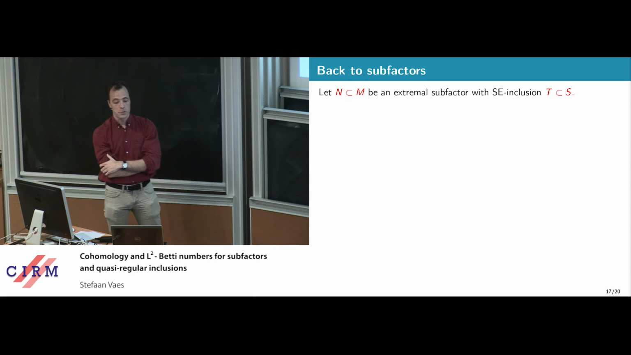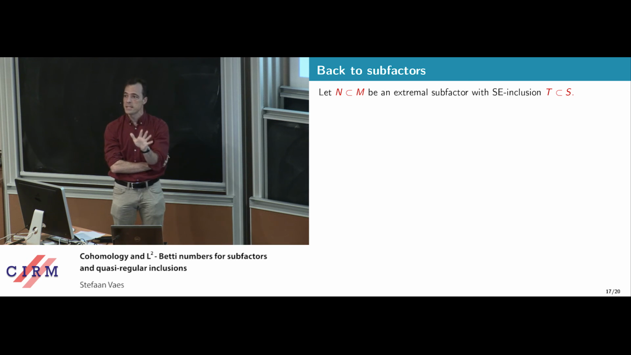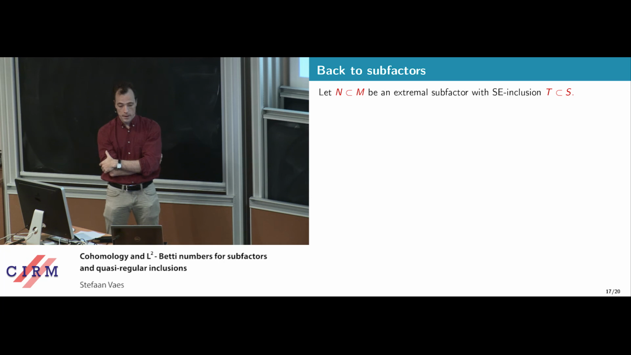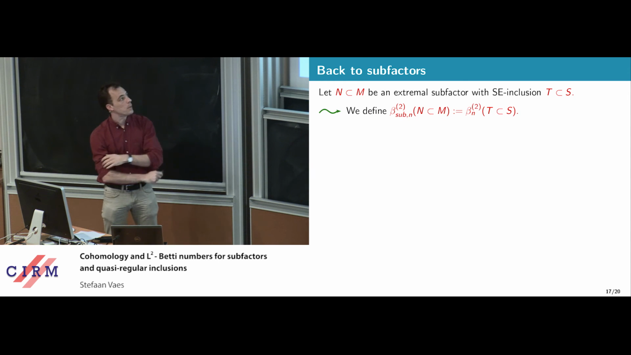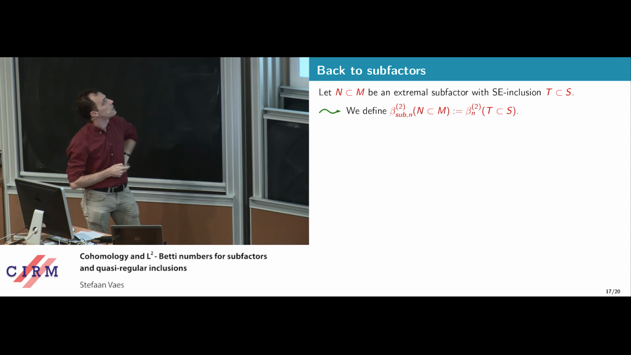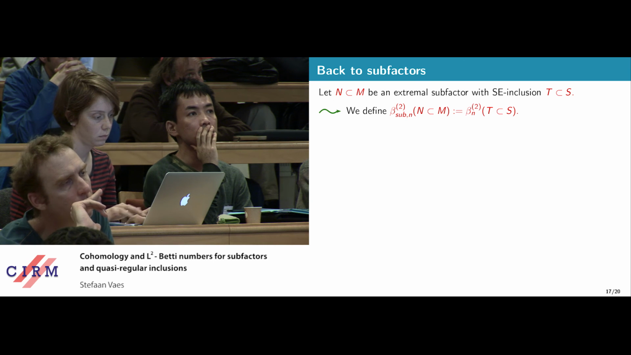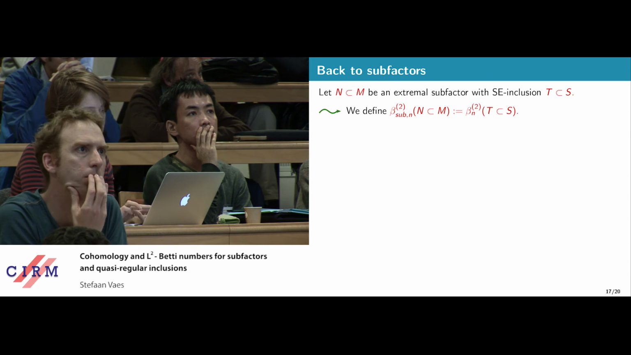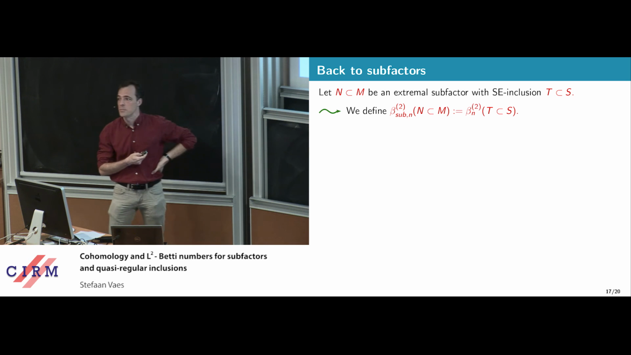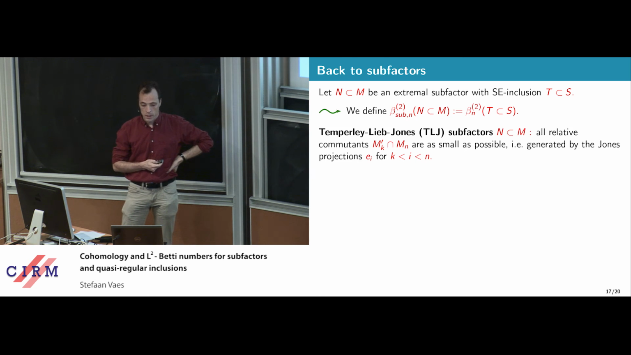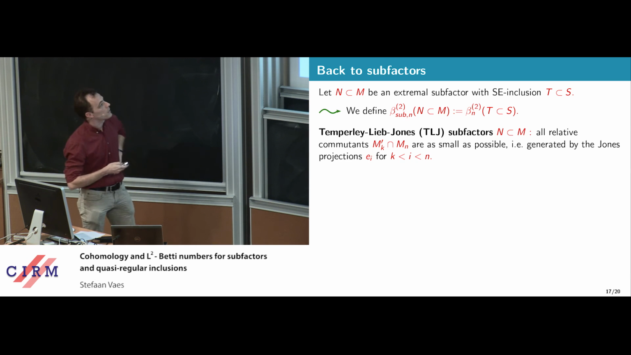So let me now go back to subfactors, because that was our initial motivation, and take two of the easiest families of subfactors that we know, namely the Temperley-Lieb-Jones subfactors and variants of it. So just as a notation, I will define the L2-Betti numbers of a subfactor to be the L2-Betti numbers of the associated symmetric enveloping algebra that Sorin Popa considered.